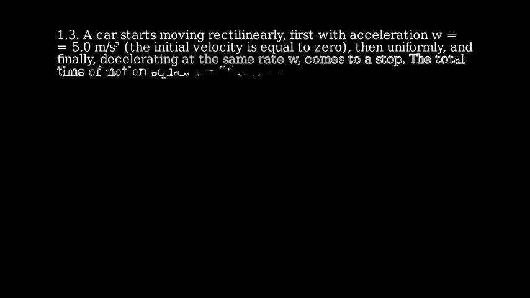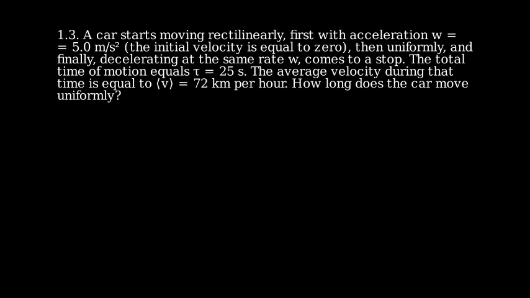Let's solve this physics problem about a car's motion. A car starts moving rectilinearly, first with acceleration w equals 5.0 meters per second squared, with initial velocity equal to 0. Then it moves uniformly, and finally, decelerating at the same rate w, comes to a stop.